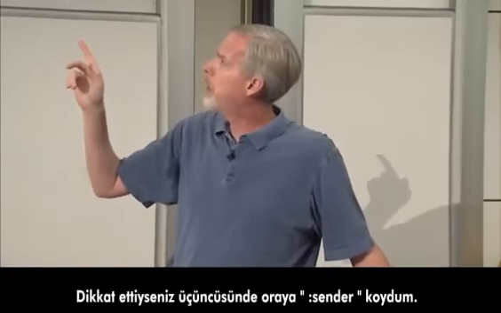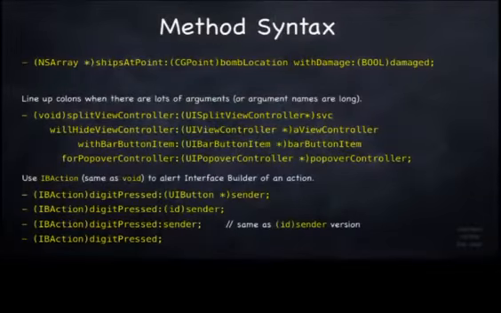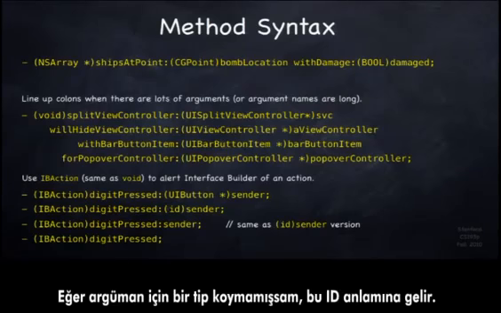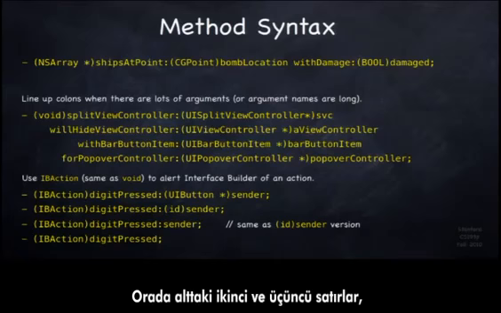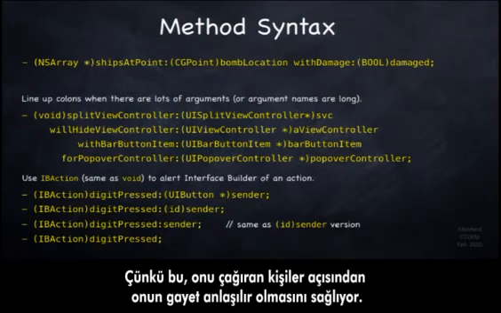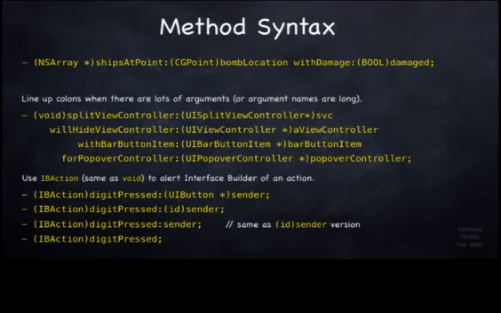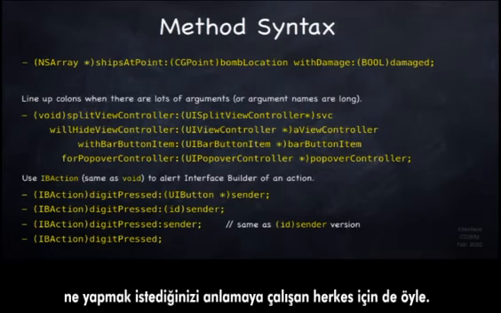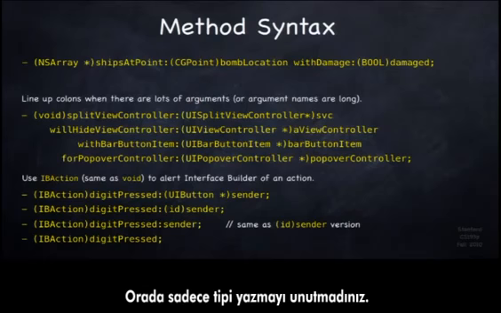Notice I put a third one in there, which is colon sender. That's just to emphasize again that if you put no type for an argument, it means id. So the second and third lines at the bottom there are the same, absolutely identical. But I recommend the parentheses id because it makes it clear to the person who's calling it and to anyone looking at your code that that's what you intend. You didn't just forget to put the type in there.